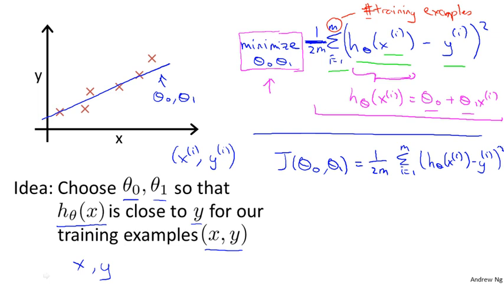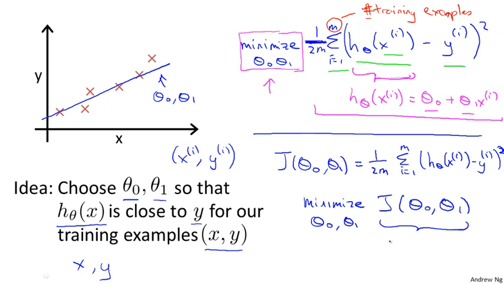And what I want to do is minimize over theta 0 and theta 1 my function J of theta 0, theta 1, where I just write this out. This is my cost function. So this cost function is also called the squared error function, or sometimes the squared error cost function.